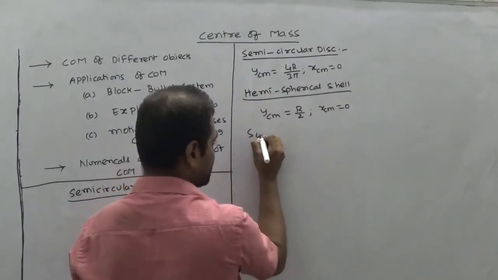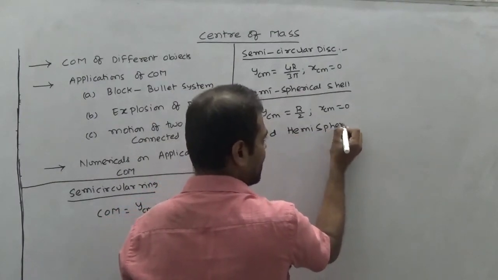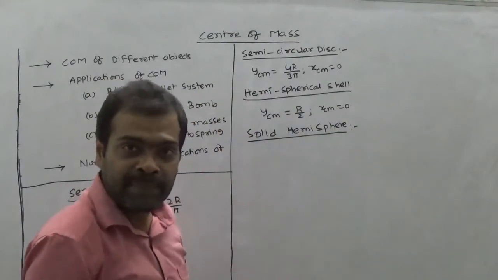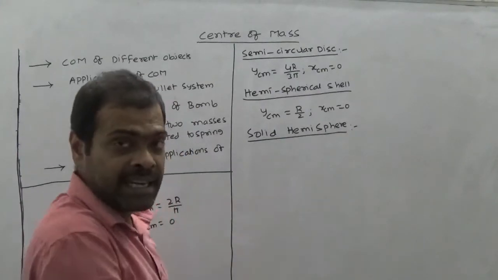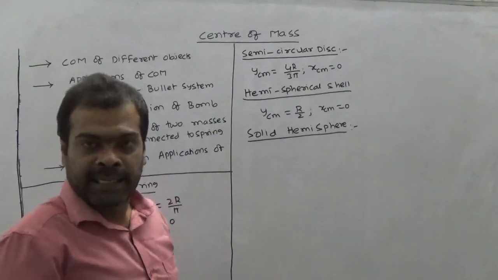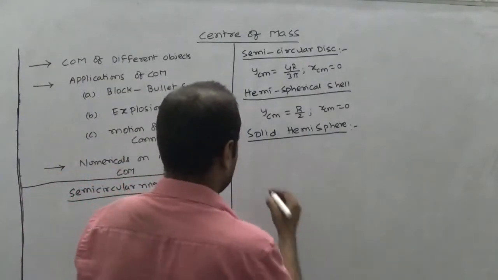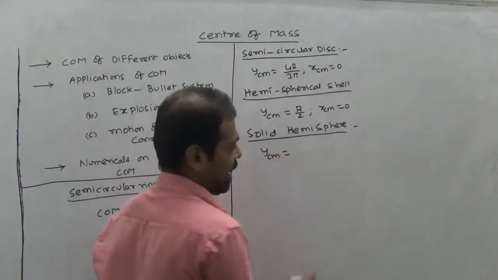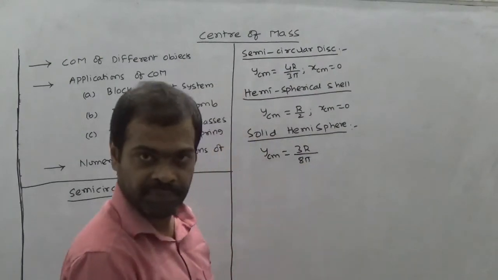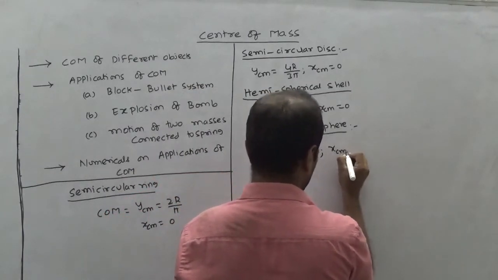For solid hemisphere, it contains half of a sphere, in which the entire hemisphere is filled with particles, or we can say it is matter. Whenever it is matter, it may be in either solid state or liquid state or gaseous state. So this one has the center of mass YCM as 3r by 8, and XCM is equal to 0.